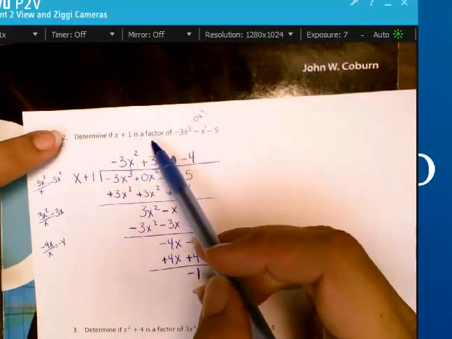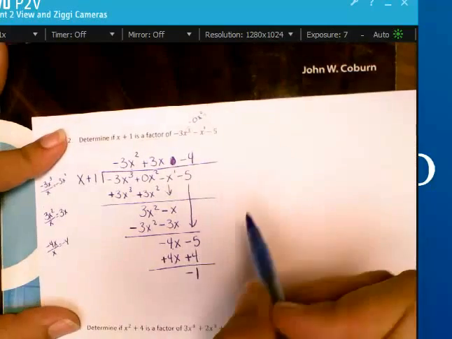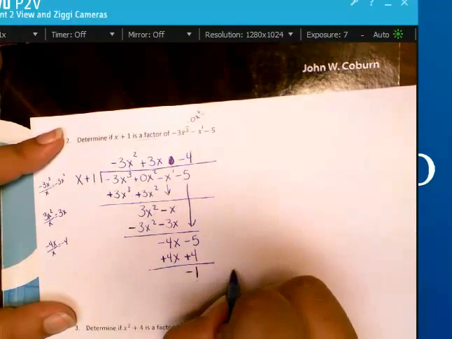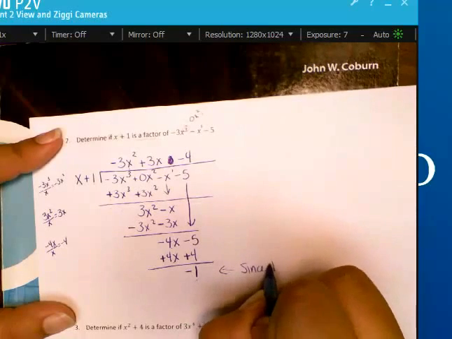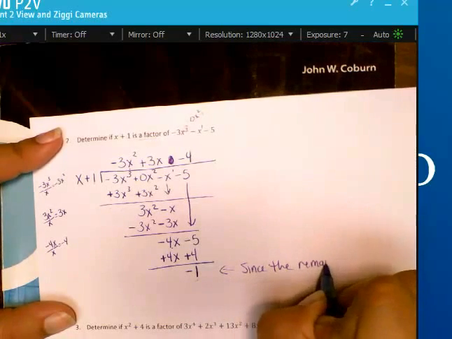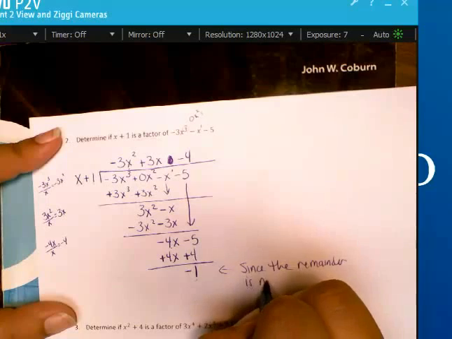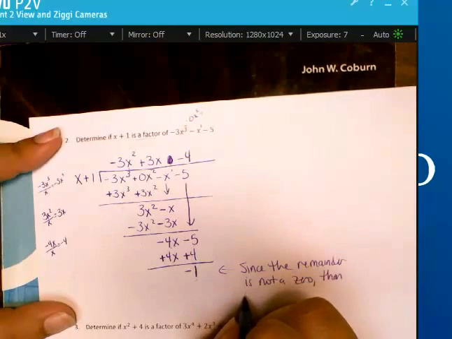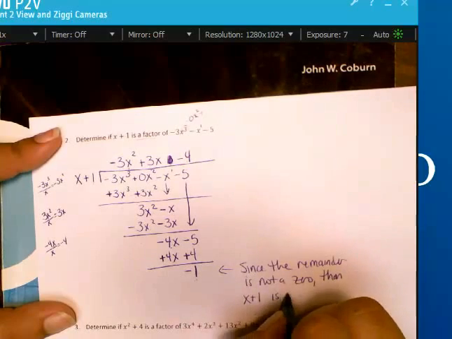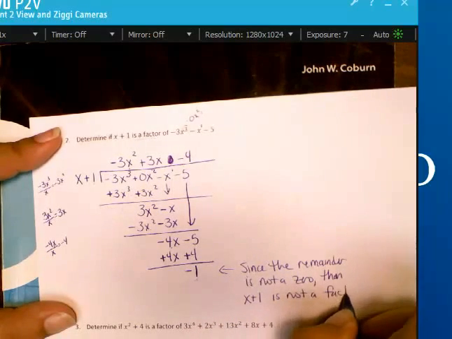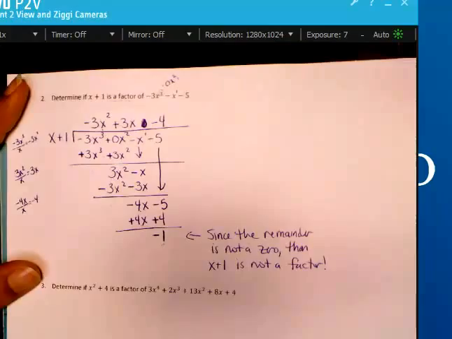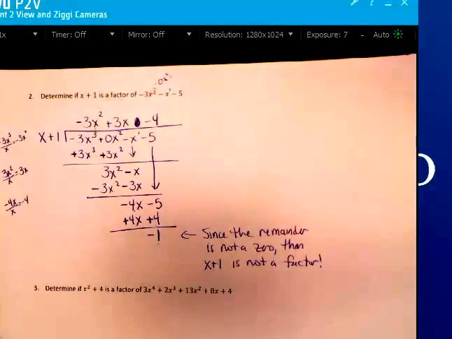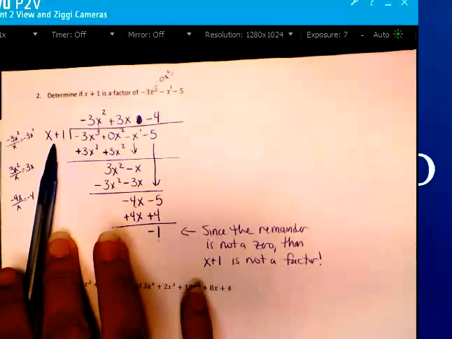The question was, determine if this is a factor. In order to be a factor, the remainder must be 0. Since the remainder is not a 0, then x plus 1 is not a factor. Okay, so that answers our question. Again, this has to be 0 in order for x plus 1 to be a factor.